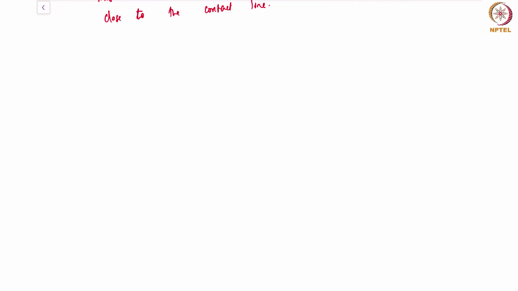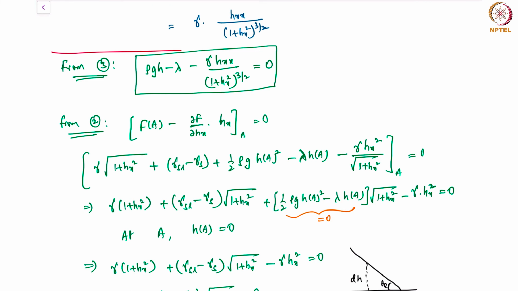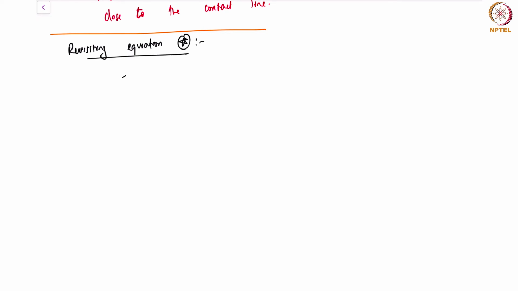Okay, what about the equation that I put in a box and left there? This equation that I'm just highlighting, I'll call it star. Okay, what is this equation? Let's understand this equation a little better. Let's revisit it. What do we have in this equation? We have rho gh minus lambda minus gamma times hxx by 1 plus hx square whole power 3 by 2. This was 0, right?